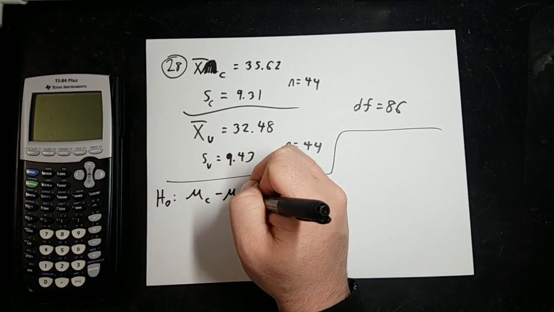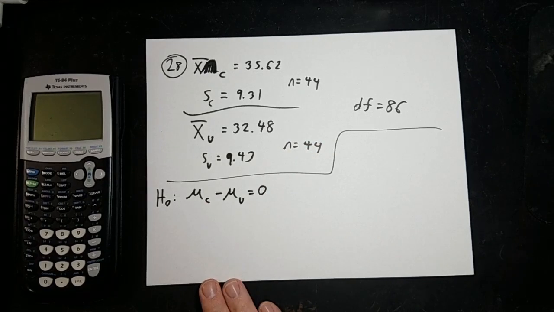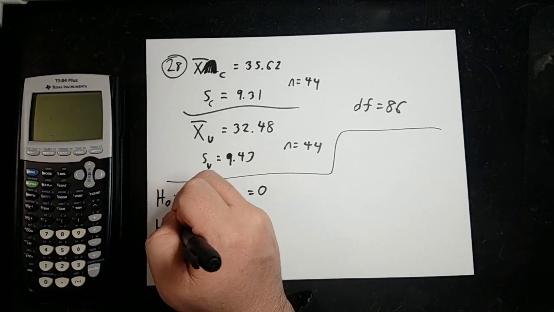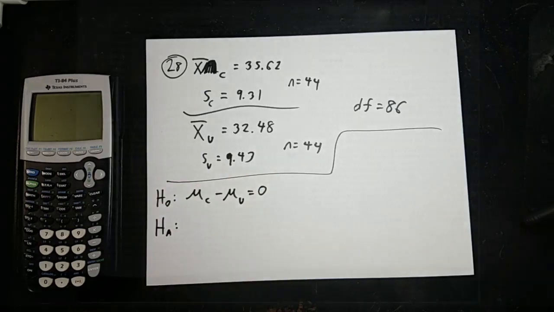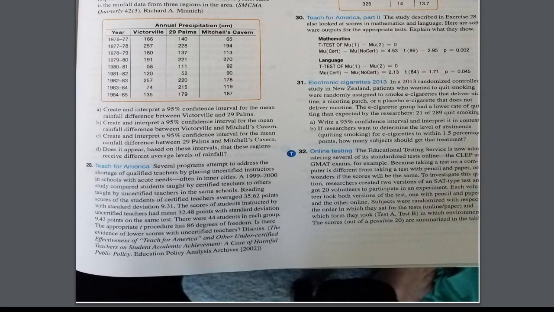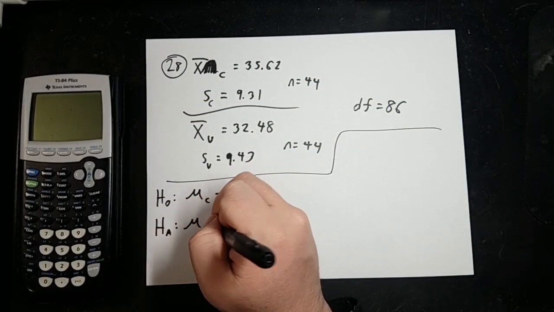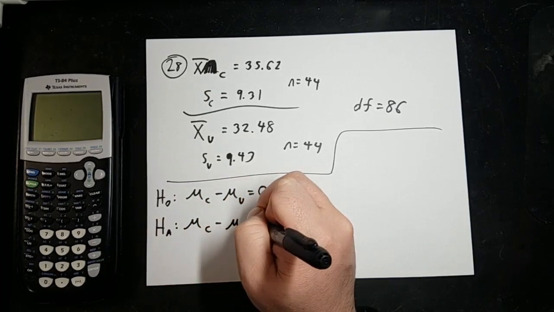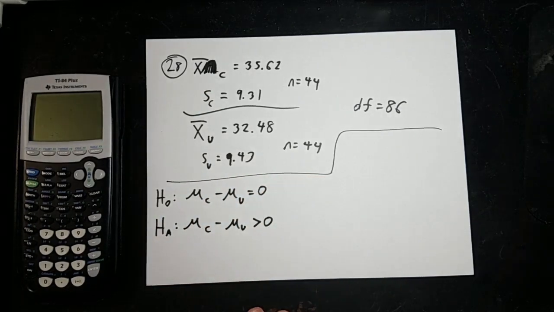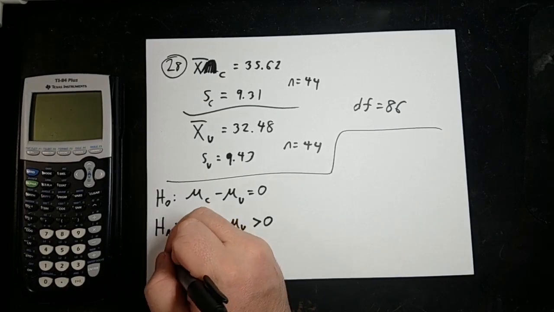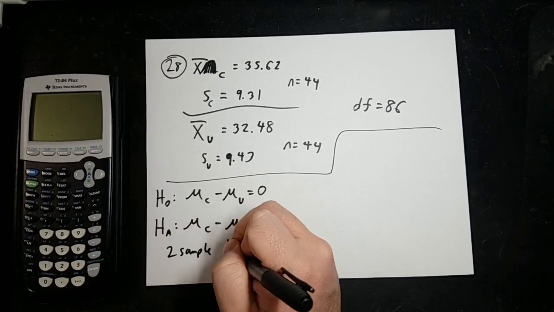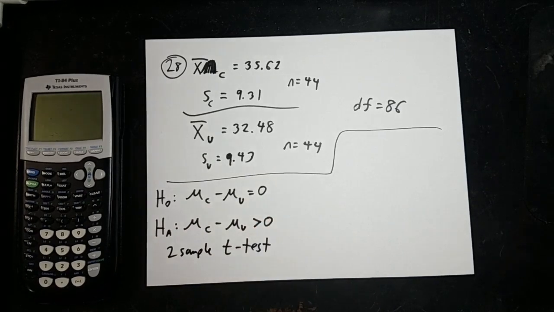Now, your null would be there is no difference between the two. Your alternative, because of the way they worded the question, is there evidence of lower scores with uncertified teachers, meaning certified teachers had a higher score. This is a 2-sample t-test that we're going to want to run.